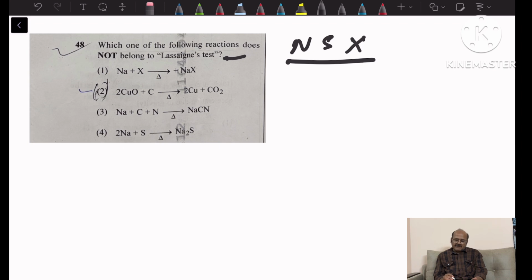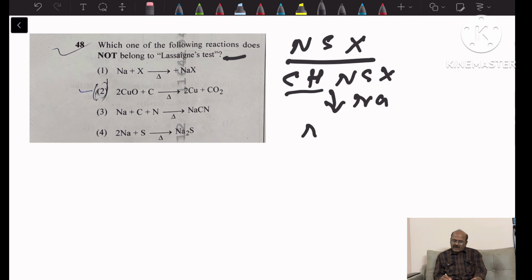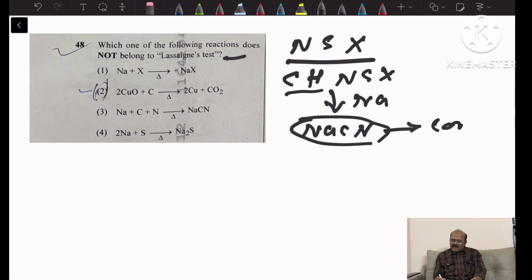And I think even a very average student can say what we are doing in the Lassaigne test. The organic compound must consist of carbon and hydrogen. In addition to this, if it contains nitrogen, sulfur, or halogen, it is heated with sodium. If nitrogen is present, this nitrogen will convert into sodium cyanide. And this sodium cyanide, by reacting with alkali and ferrous sulfate, so and so reagent is added, ultimately forms a complex, and this complex has a blue-green color.